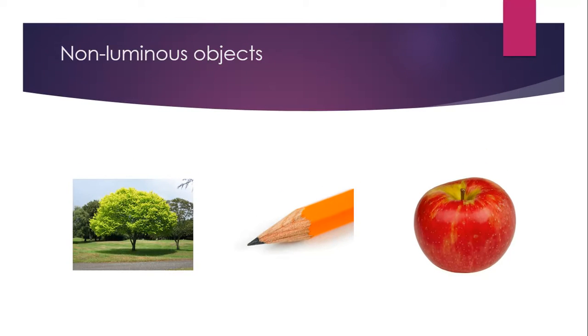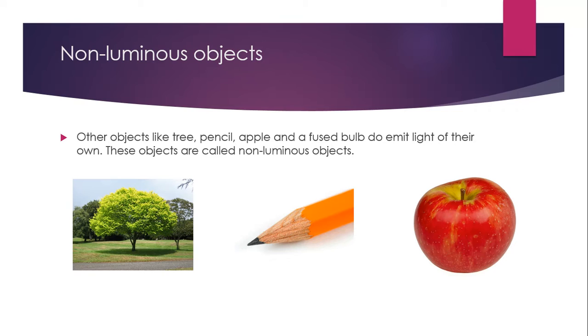Now let us learn about non-luminous objects. What are non-luminous objects? The objects like tree, pencil, apple, and a fused bulb do not emit light of their own. These objects are called non-luminous objects.